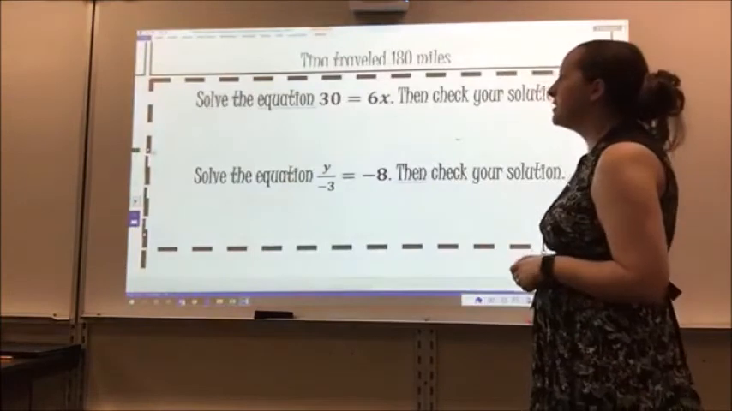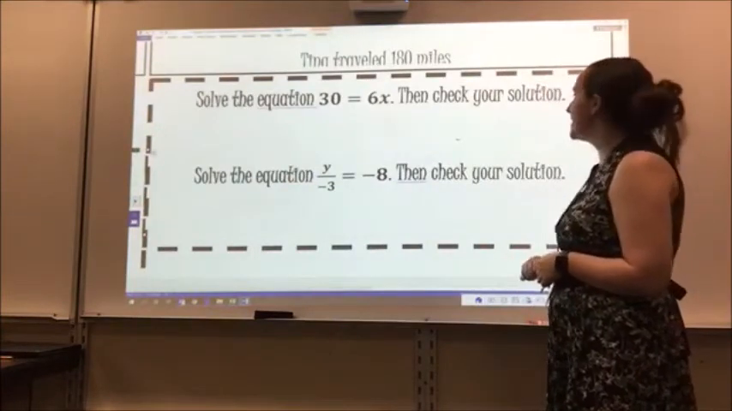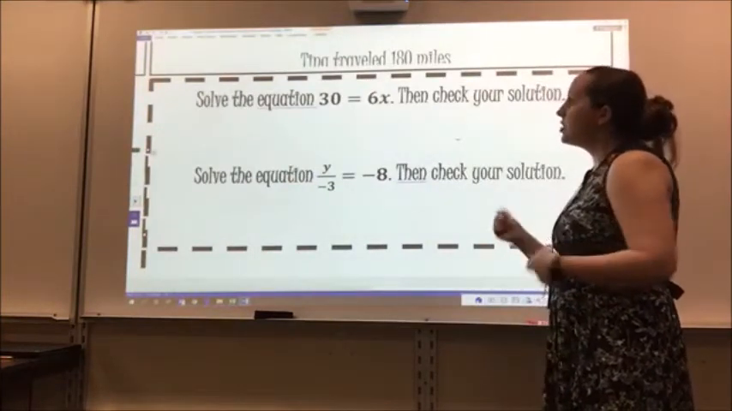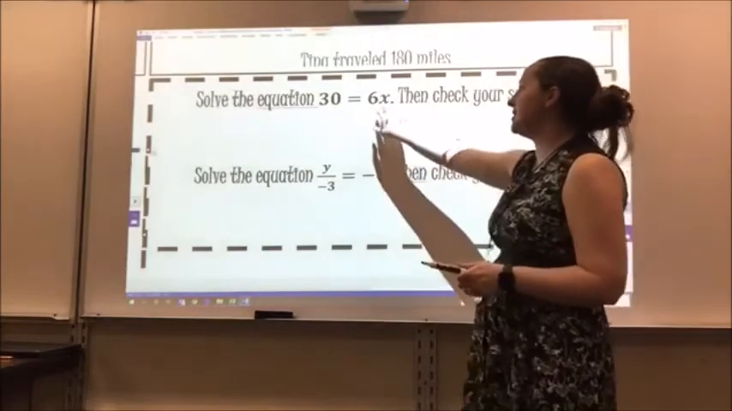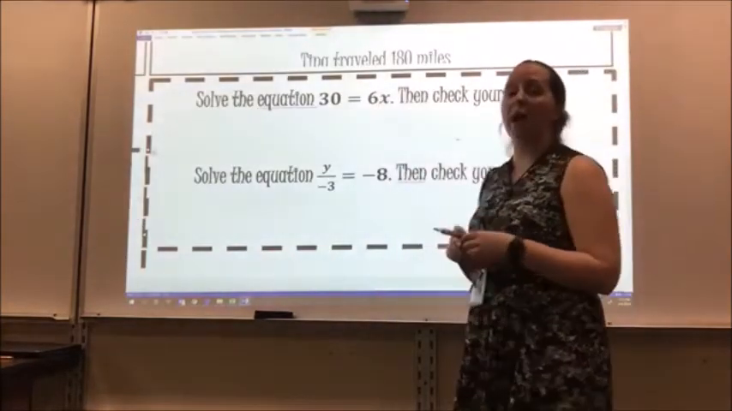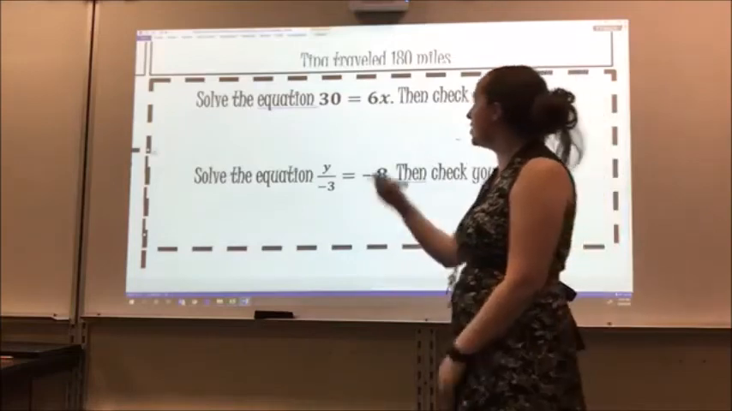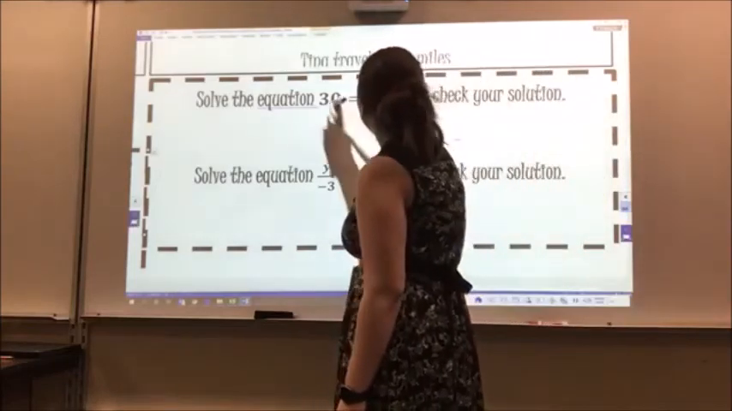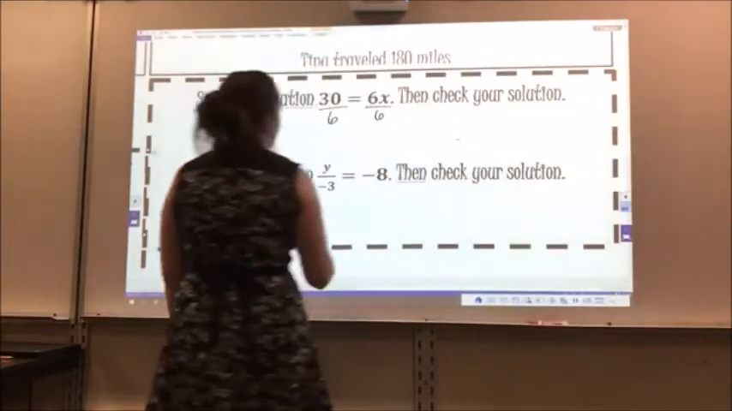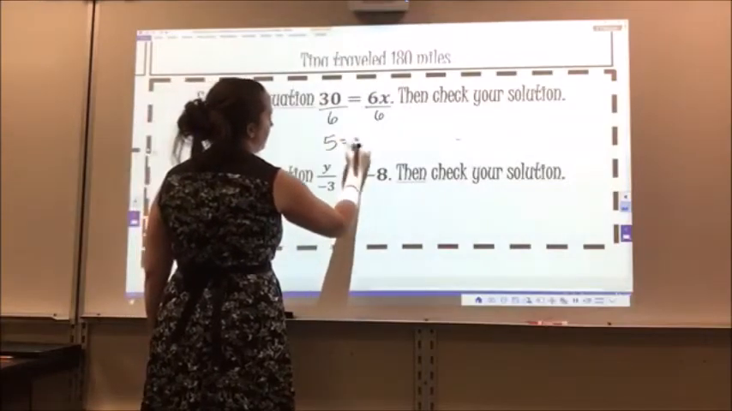My next problem says solve the equation 30 equals 6x, then check your solution. So I have 30 equals 6x. This is 6 times x, so I have multiplication. I need to use division because that's the inverse operation. 30 divided by 6 equals 5, so x equals 5.